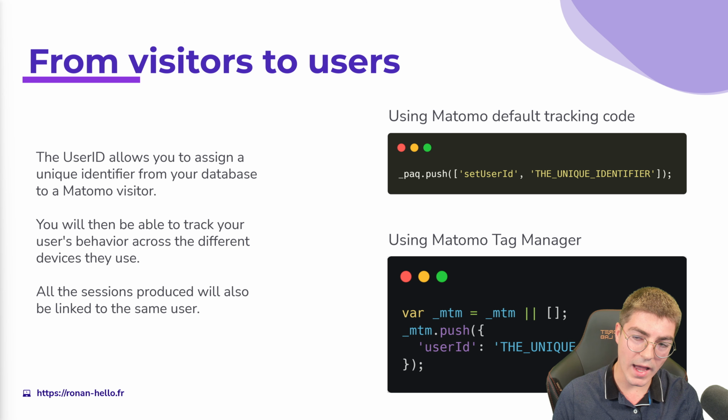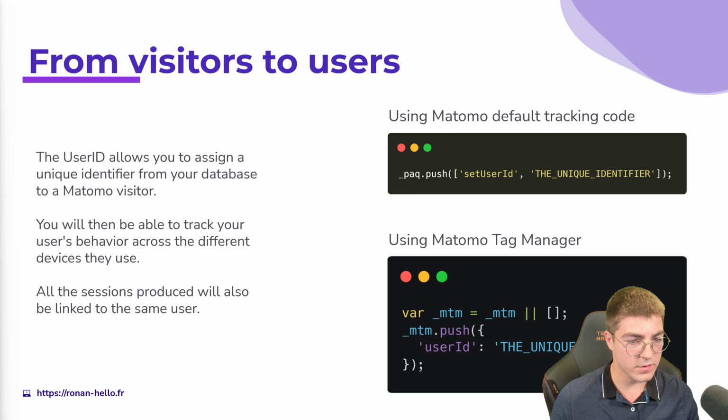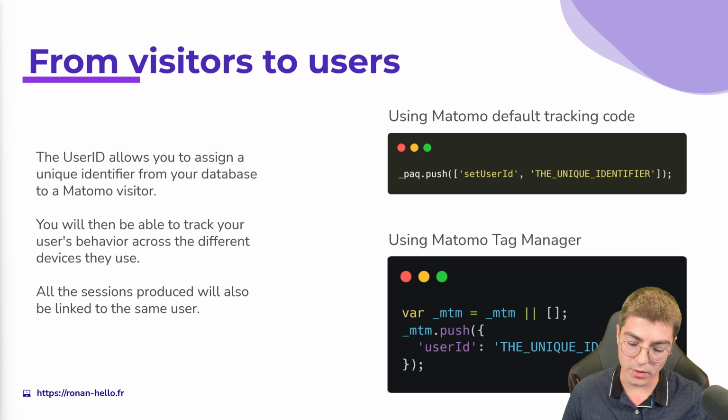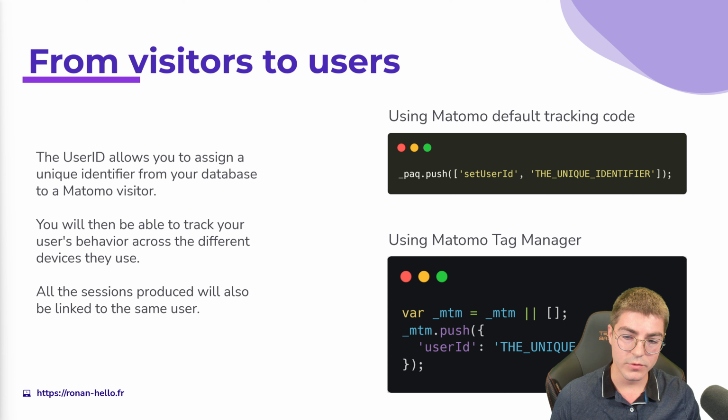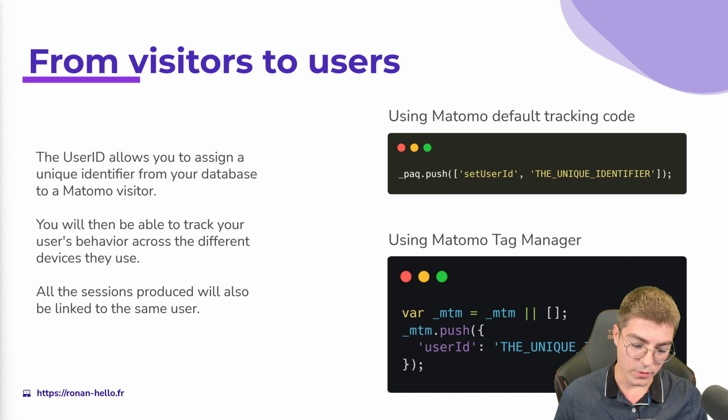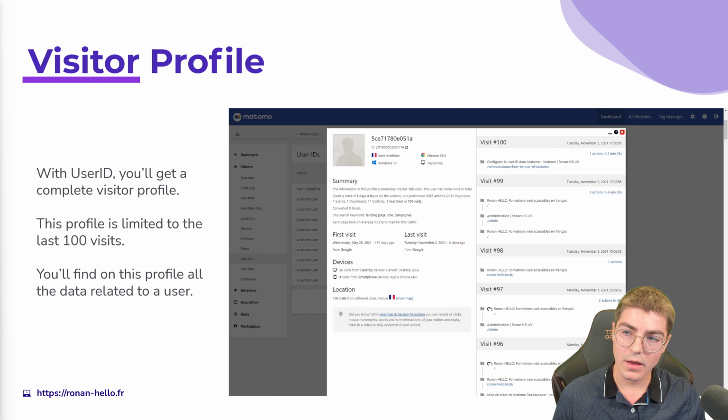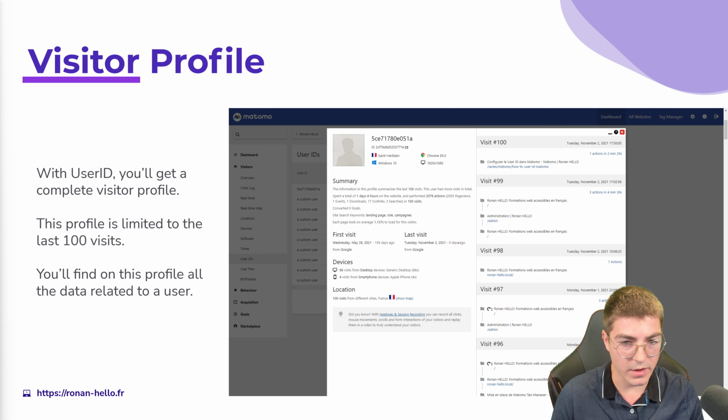The user ID will act as a bridge between your database and the Matomo database. It will allow you to track users across different devices they use at home, like a smartphone or a laptop or a business computer. And then, as you will see in the next slide, you are able to see every single visit, action and event it triggered, right on the profile generated on the Matomo side.